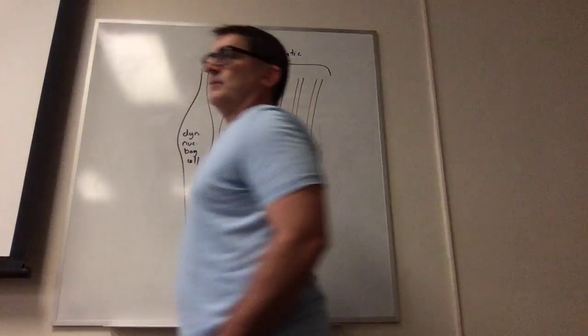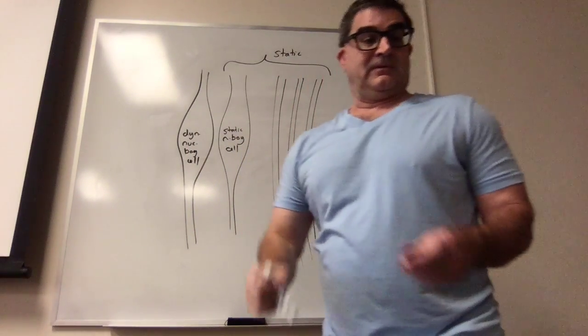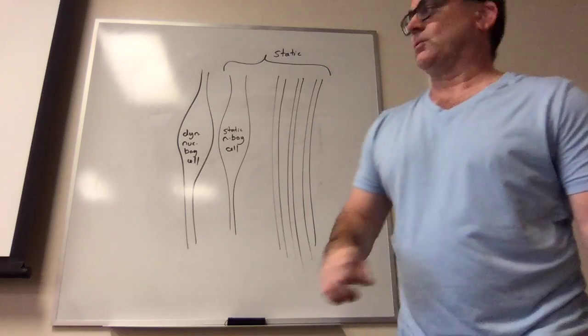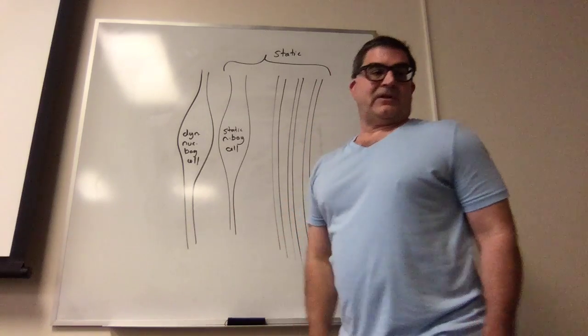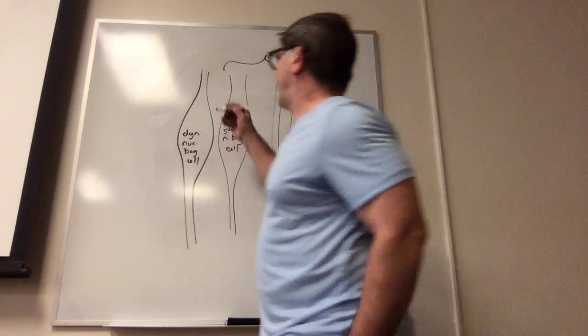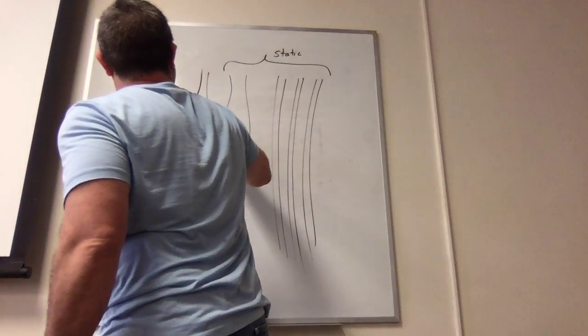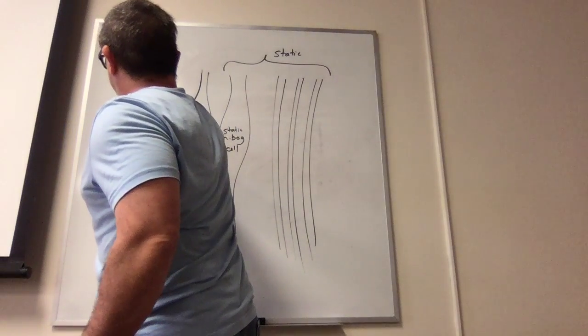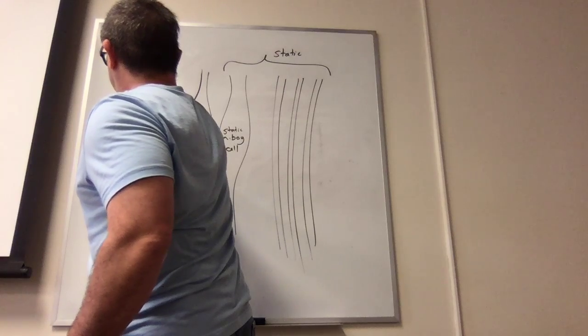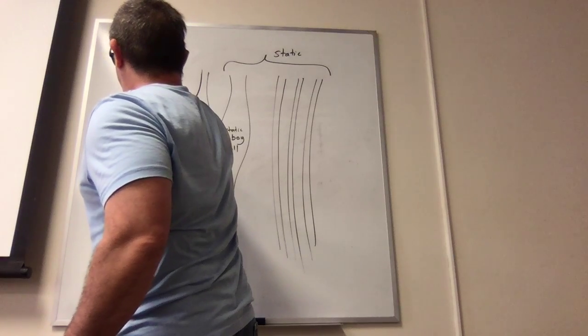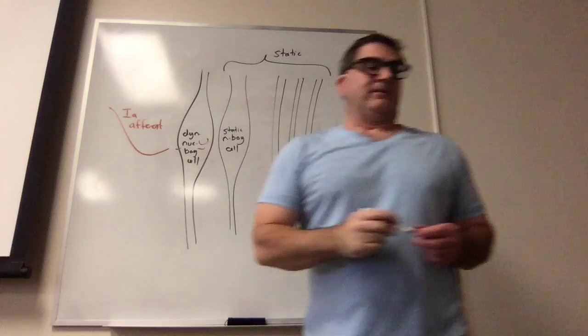Nuclear bag cells. Really, so there's that one cell in the muscle spindle organ. There's more than one muscle spindle organ, but this is the cell that has the dynamic. So really, this is the one that has the 1A afferent going away from it.